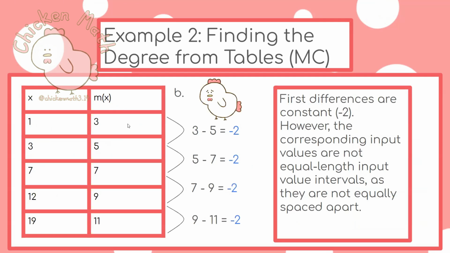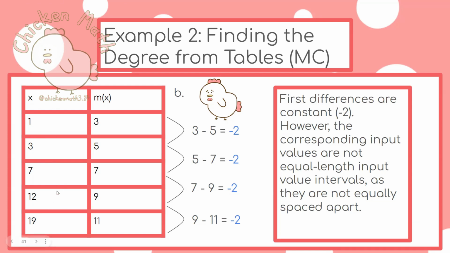M of x, we're going to find the first differences, 3 minus 5, 5 minus 7, 7 minus 9, 9 minus 11. Now, they're all equal to negative 2, so you might think that the first differences are constant, and technically they are, but we want to pay attention to our input values as well, because we want them to be equally spaced apart, equal length input value intervals. That's how this would be reliable. So 1 and 3 is 2, 3 and 7 is 4, 7 and 12 would be 5, and then 12 and 19 would be 7.